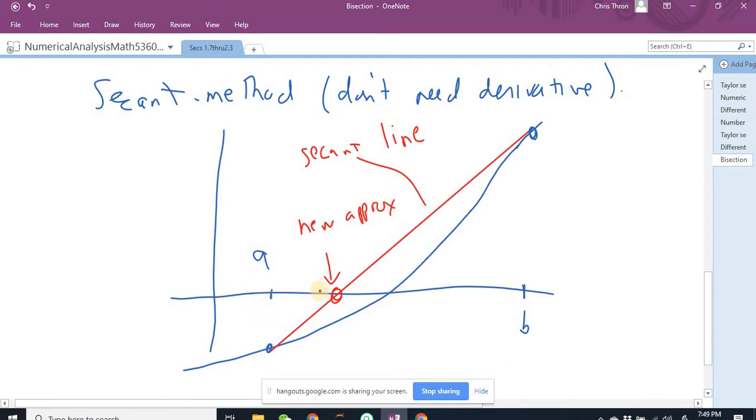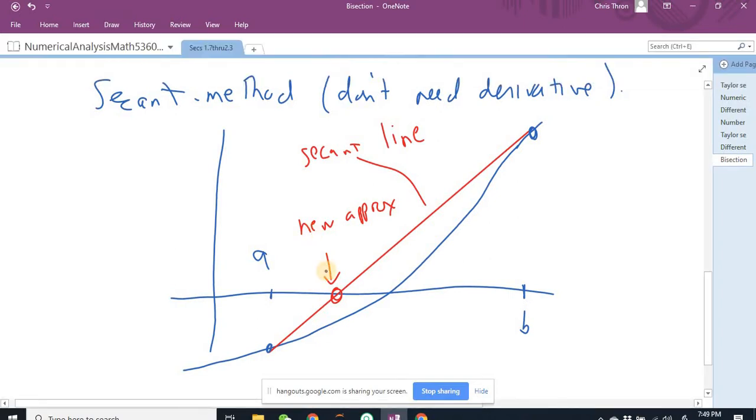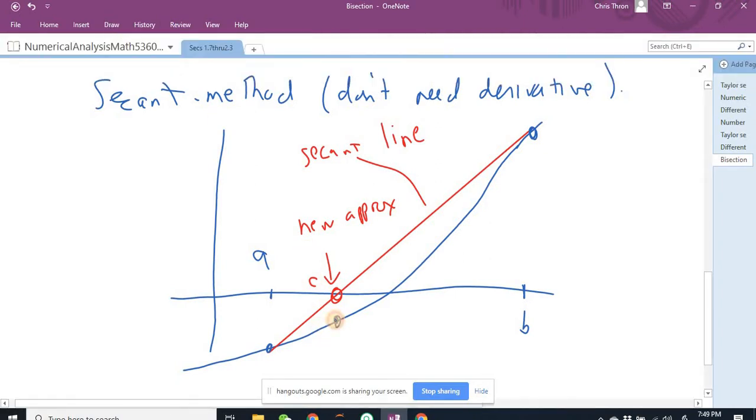Okay, once I found this, how do I get the next approximation? Well, you take the point B and then find the slope between that and the point. So let's call this C. So I can't use the derivative, but I can evaluate the function. Right? This is f of c.